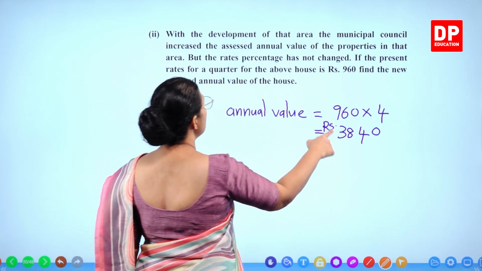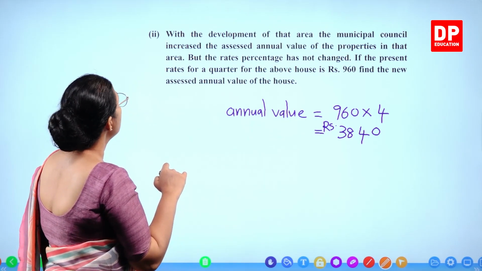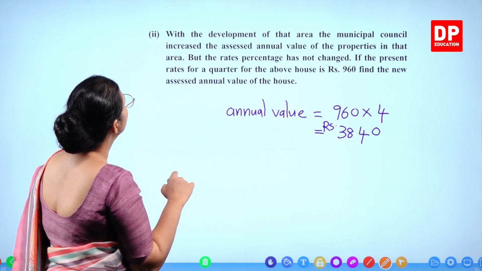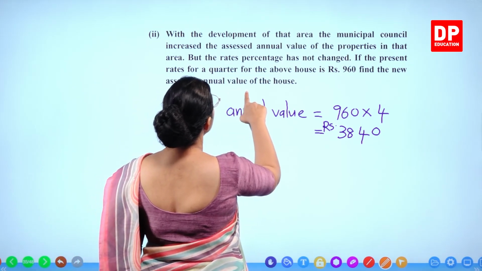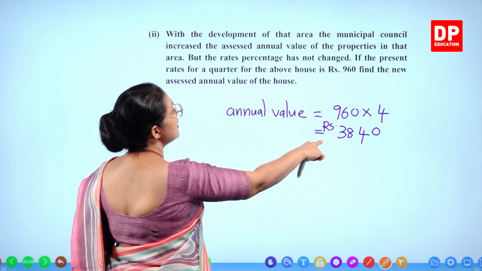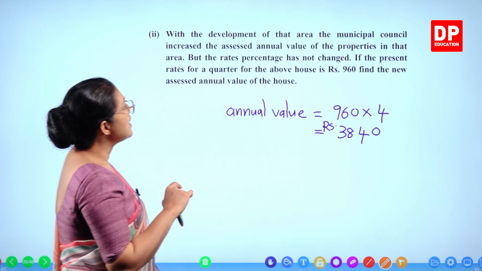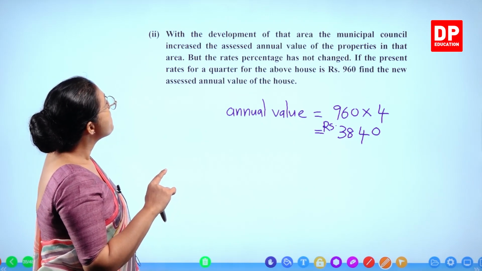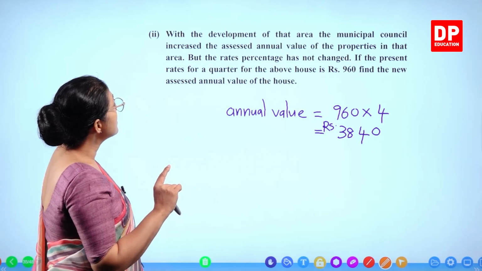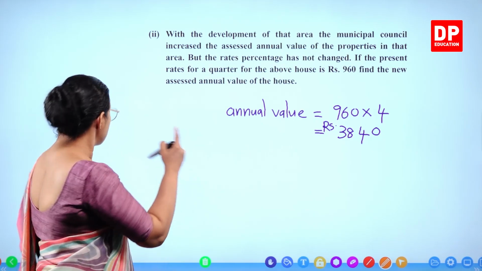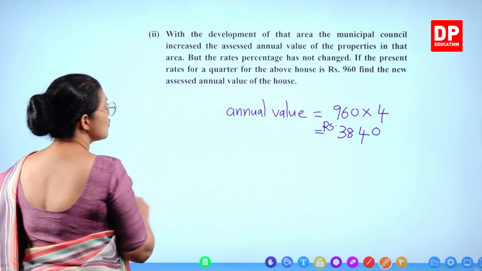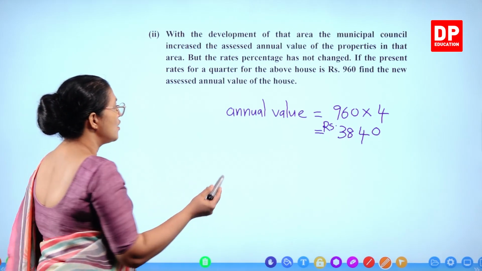So this value is the annual value, and we are asking what's the assessed annual value of the house. So 3,840 is the annual rates, and this is given as 8%. So what about 100%?